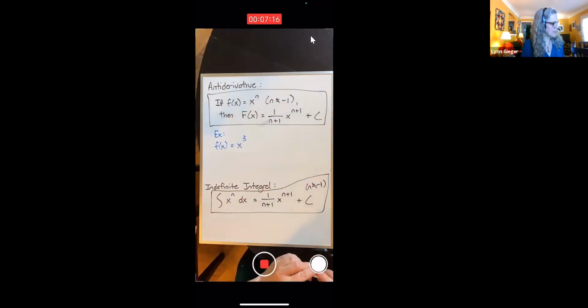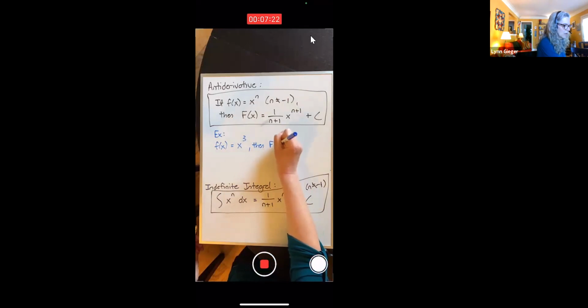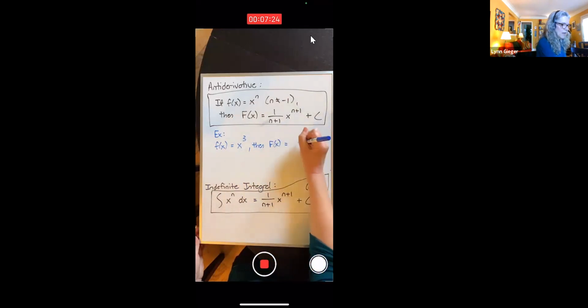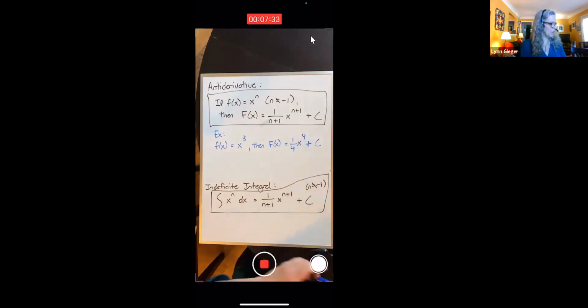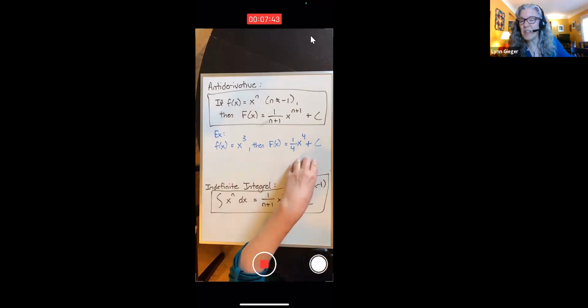So say that f of x is equal to x cubed. This shortcut would say, all right, I'm going to raise my power by 1, and then I'm going to divide by whatever that new power is. And don't forget your arbitrary constant of c. Now, you can always check to make sure that you've done an antiderivative correctly by taking the derivative of the antiderivative and seeing if it gets you back to where you started.